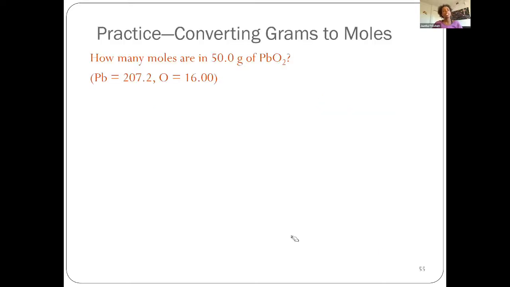Okay, so in this case, it says, how many moles are in 50 grams of PbO2? And so this would be lead 4 oxide. We know it's an ionic compound. And so we're looking to go from grams, 50 grams of PbO2 to moles of PbO2.